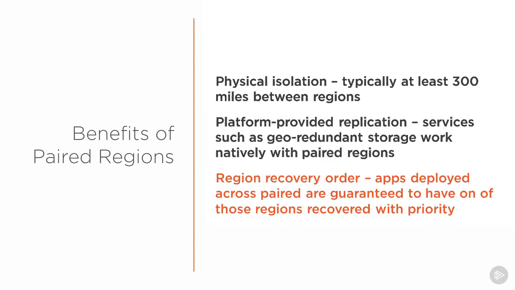Now, another great benefit here is this concept of region recovery order. So let's say that the two regions you're using both get knocked out because of some kind of issue. If you've got your application spread across both those regions, Microsoft guarantees to have one of those regions recovered with priority. So when they go to start doing a recovery, they're going to work really hard on at least one of those. So if you've got your application architected across two regions like that, you've got a better likelihood of getting your application restored in a faster time.